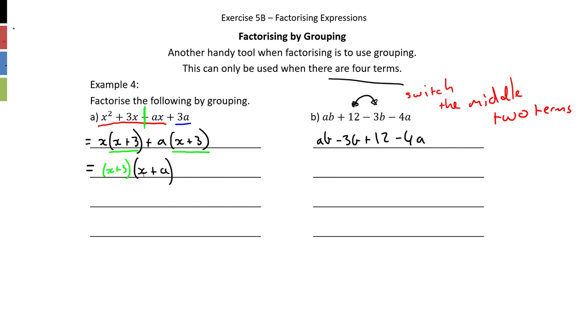Now we can start taking out common factors. ab minus 3b, take out a common b, that leaves me with a minus 3, plus 12 minus 4a. That means I can take out a common factor of 4. So let's try and do that first. We take out 4, and that leaves us with 3 minus a. Ooh, not quite right. Close, we're close. We've got a minus 3 and then 3 minus a. These are not equivalent. They're very close, but they're not equivalent.